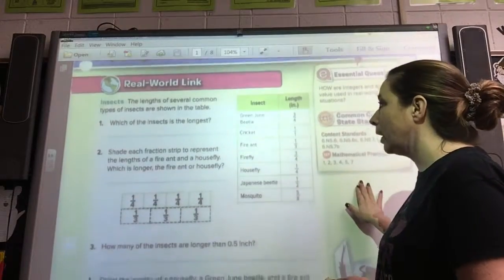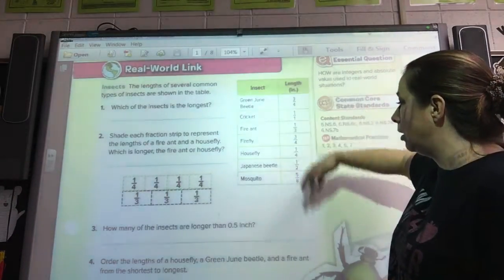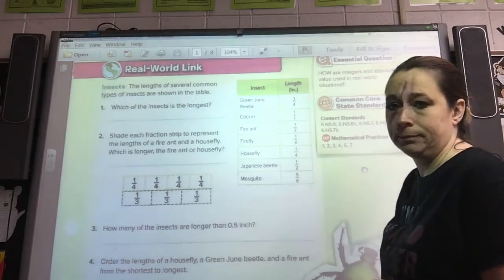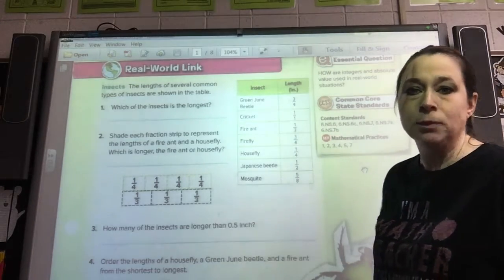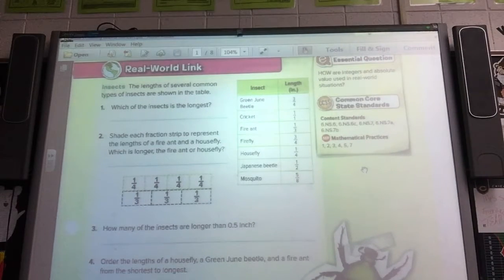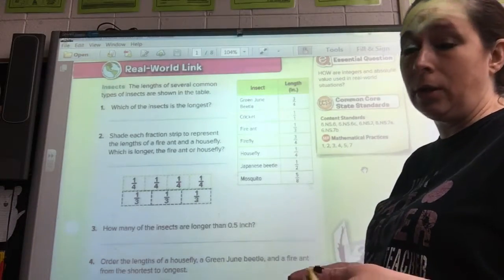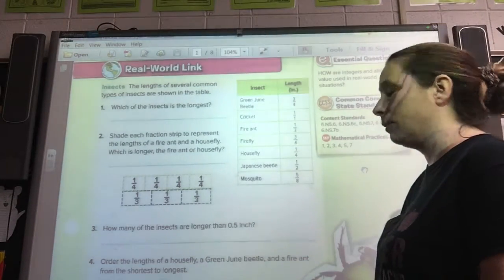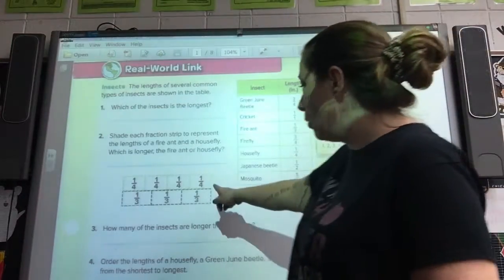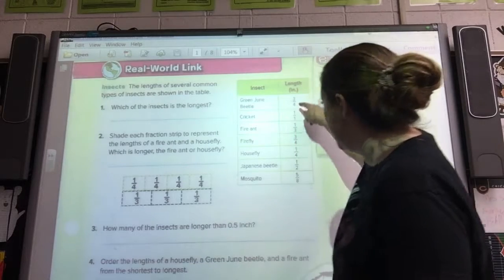So we're gonna start off talking about insects and the lengths of several types of insects. And we've got all these different fractions, and they're not the same. That's a problem. This would be like if you ordered a pizza, and you ordered like 4 of them, and they were all cut different. And now you're trying to figure out how to share it with your friends, when some slices are bigger, some slices are smaller, and everyone wants the same, and it's just not a fun day.